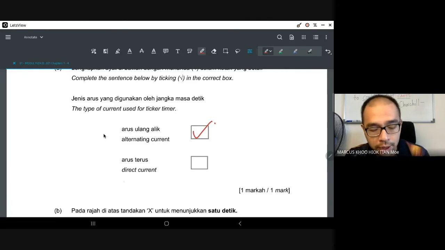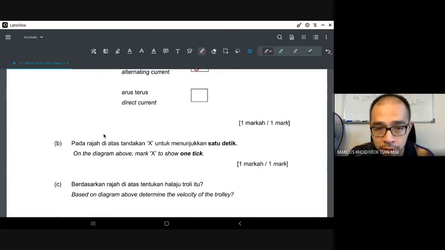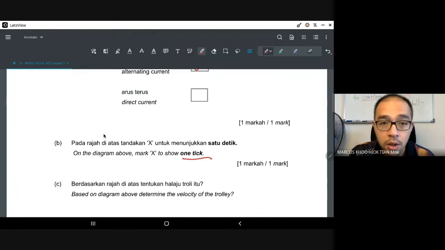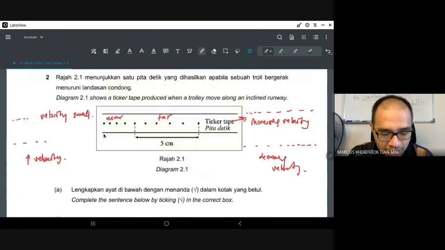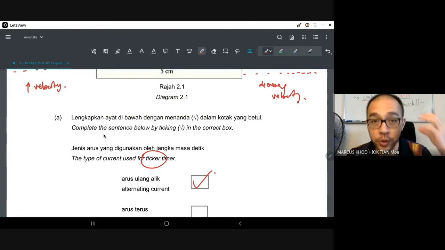Because if we use direct current, the ticker timer will not vibrate. Okay, on the diagram above, mark X to show one tick. One tick is the distance between two dots. That is a tick. That's why it's called a ticker timer, because it produces ticks.